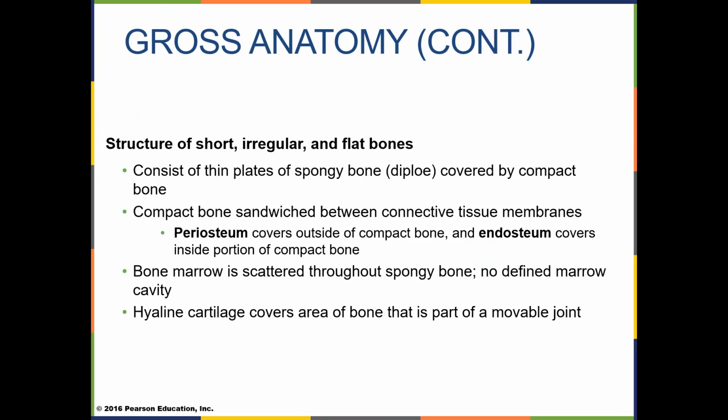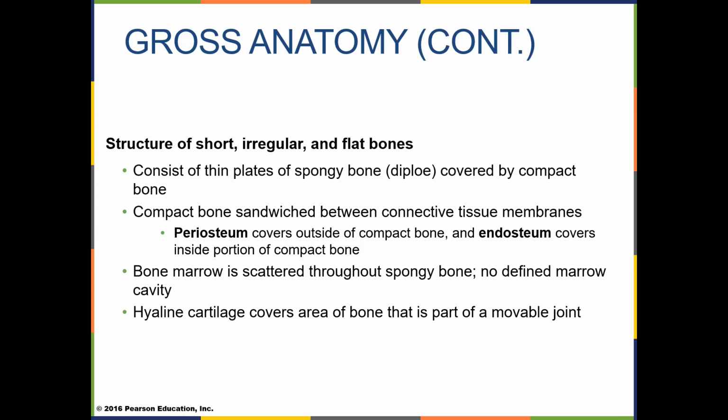Now, the term diploe is how we describe spongy bone in flat bones. Diploe is a bone sandwich. We find this in our flat bones and in the irregular bones. This bone sandwich has a thin layer of compact bone on the top surface of the bone and the bottom surface of the bone, with the spongy bone in the middle.